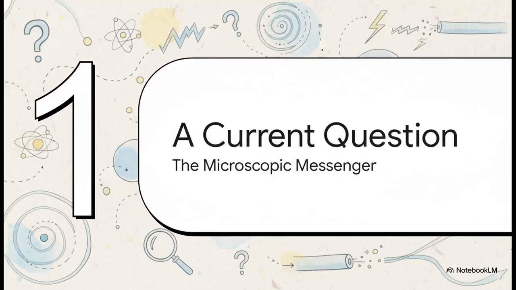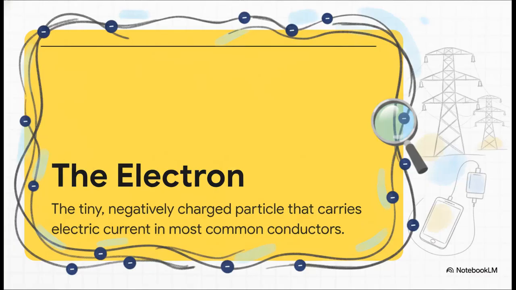This was a huge question for scientists for a very long time. It's a current question, you could say. Let's unmask this microscopic messenger. And there it is, the hero of our story, the electron. In just about every wire around you, your phone charger, the power lines outside, the wiring in your walls, these tiny, negatively charged particles are the ones doing all the work.